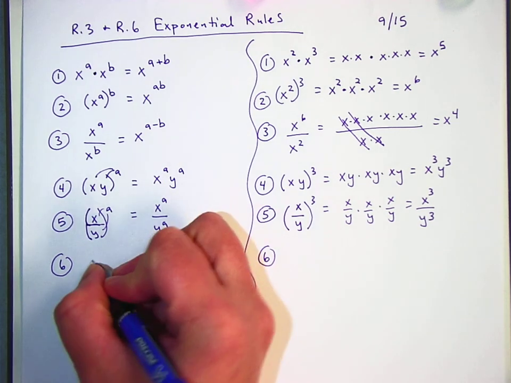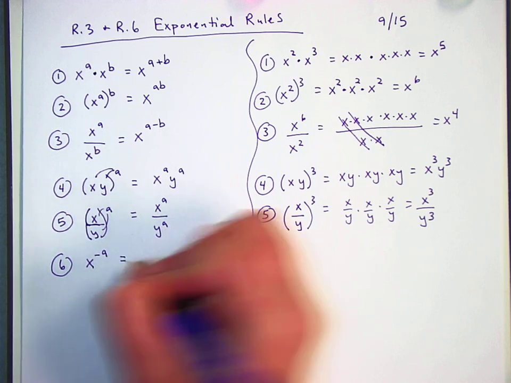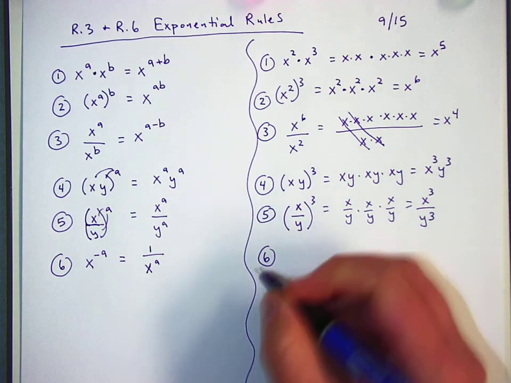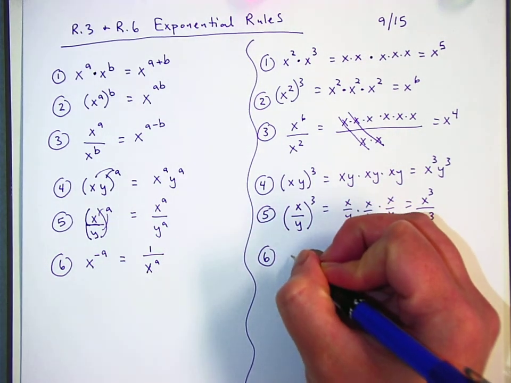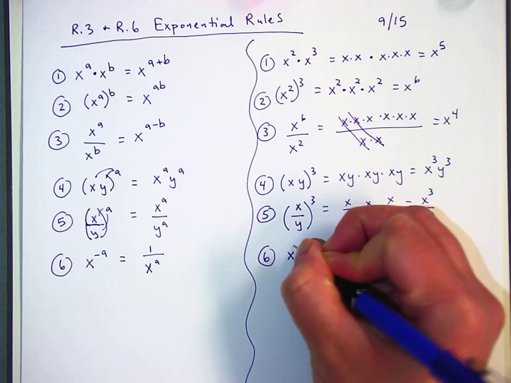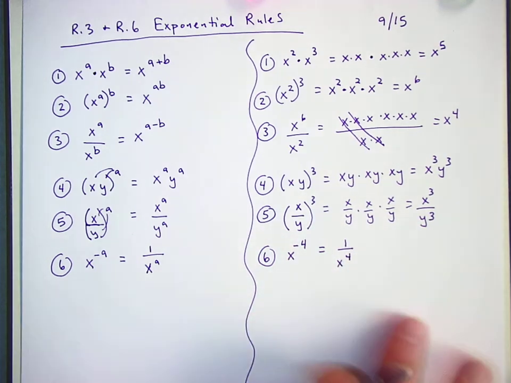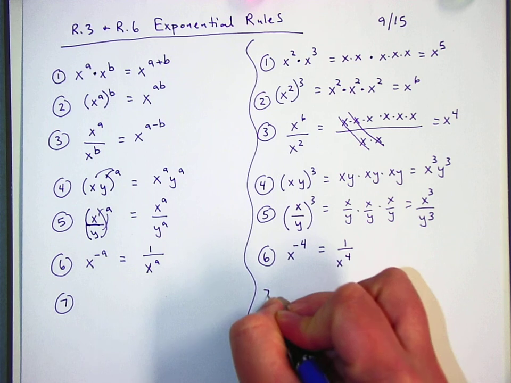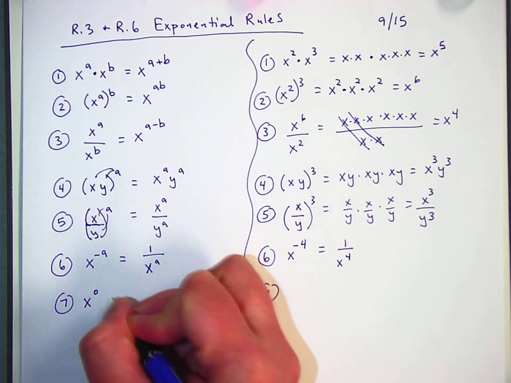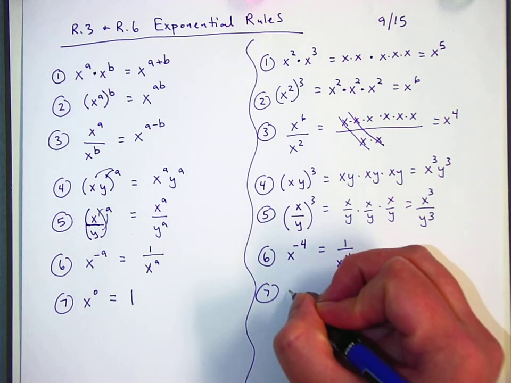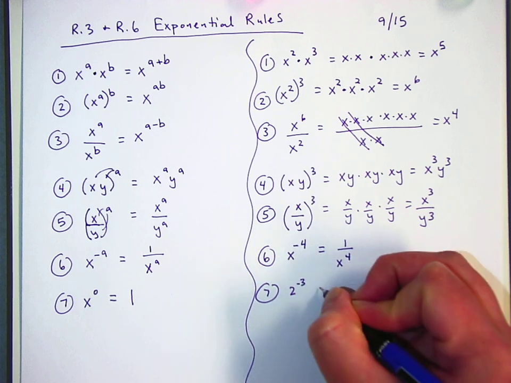All right, next up, we've got x to the negative a. This is the same thing as 1 over x to the a. Over here, I'm just going to do some quick examples. If you had x to the negative 4, that's the same thing as 1 over x to the 4th. I'll explain why in the one right below it. Number 7 is x to the 0. Anything to the 0 power is 1, no matter what it is. Here's a good example that I like. Let's say we've got all these powers.